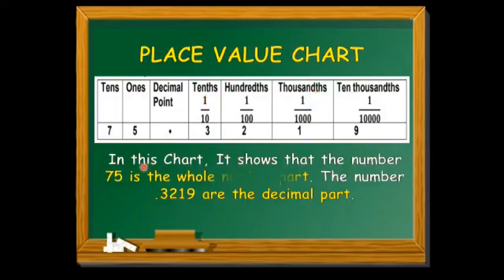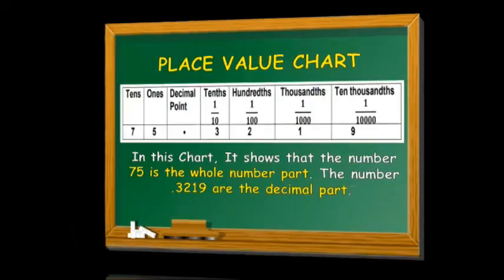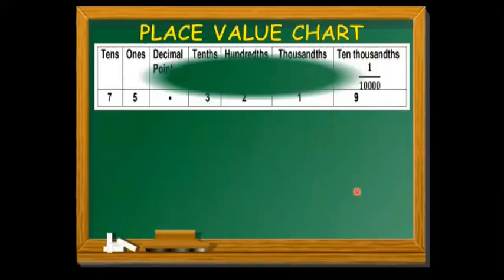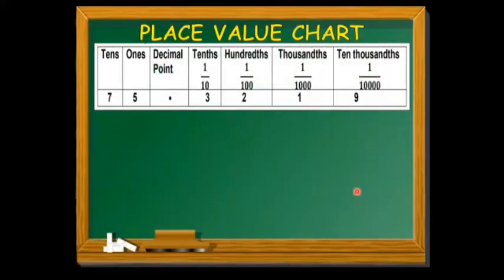so in this chart it shows that the number is 75. Ayan, 75, that is the whole number, and then the number 0.3219 is the decimal part. All right. So let's analyze the chart then. There you go. Place value chart. So yan din yung chart kanina.